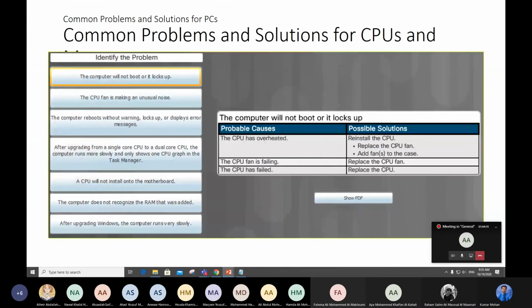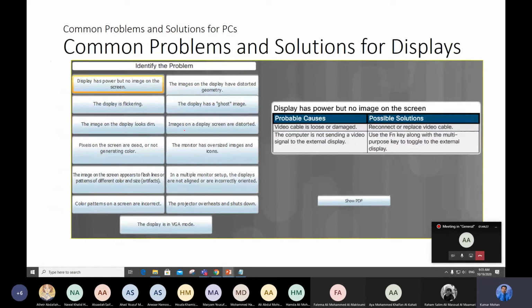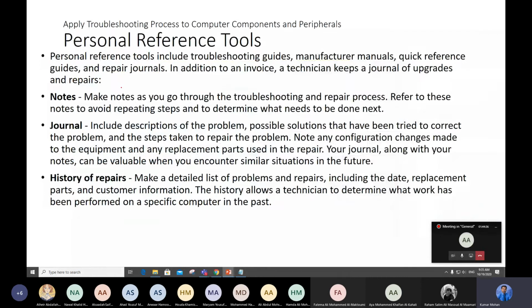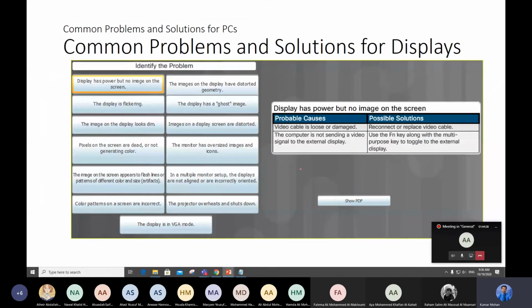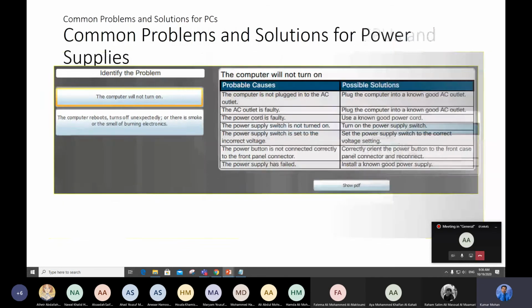Okay, for example, the computer will not boot or it locks up. What do you need to do? What is the problem for this? If you have the CPU, what is the problem and what are the solutions? Similarly, the display has power but no image on the screen. What is the reason? So you need to find out what is the problem, what is the probable cause, and what is the solution. Sometimes they may ask questions from this also.